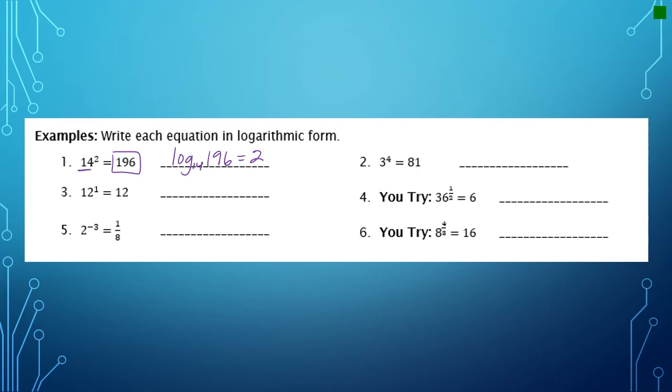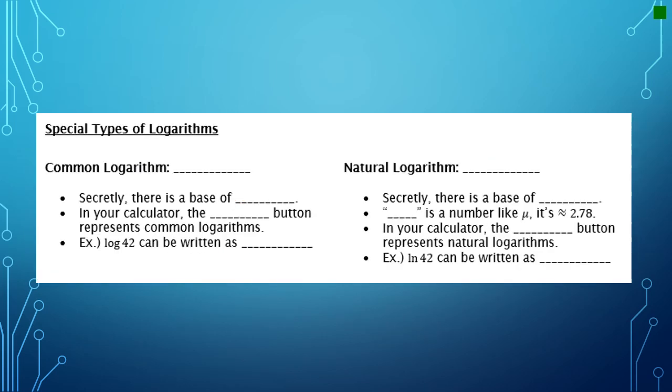All right, for number 2, I'm going to have log base 3 of 81 equals my exponent, which is 4. So if you can remember that the base is the little number next to log, and that it's always going to equal the exponent, then the other number just has to fill in the last blank. All right, for number 3, log base 12 of 12 equals 1, which is the exponent. And then the last one we're going to do together is number 5. This would be log base 2, that's my base here, of 1/8, and then it always equals the exponent, which is negative 3.